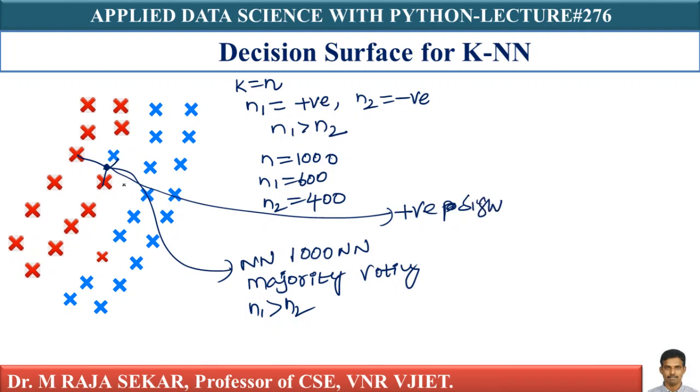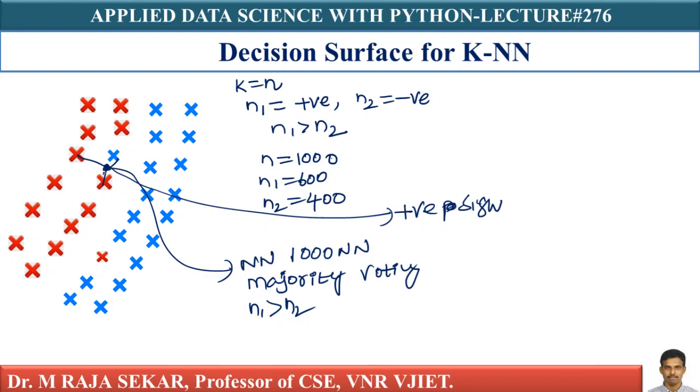It is a positive point. Why? Because you are getting 1000 neighbors. In those 1000 neighbors, 600 are positive points and 400 are negative points. So what's happening right now? This query point will be called a positive point, as there are more positive points. Because I have more positive points, according to majority voting, this query point will get a positive sign.